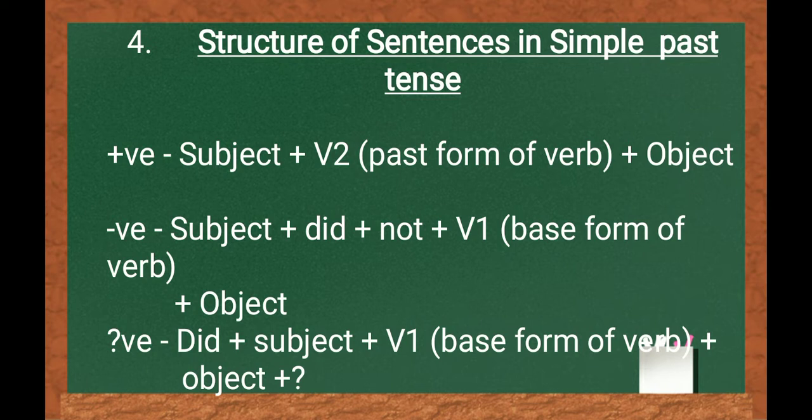Structure of affirmative. Students, when you read the chapter on sentences, there was a type of sentence named assertive sentence. The assertive sentence is also divided into 2 types: affirmative and negative. The first sentence structure is given for affirmative sentence, which we can also call positive sentence. Now let's see what is the sentence structure of affirmative sentence in simple past tense: subject, then past form of the verb, we also call V2, the second form or the past form of the verb, and then object or rest part of the sentence.